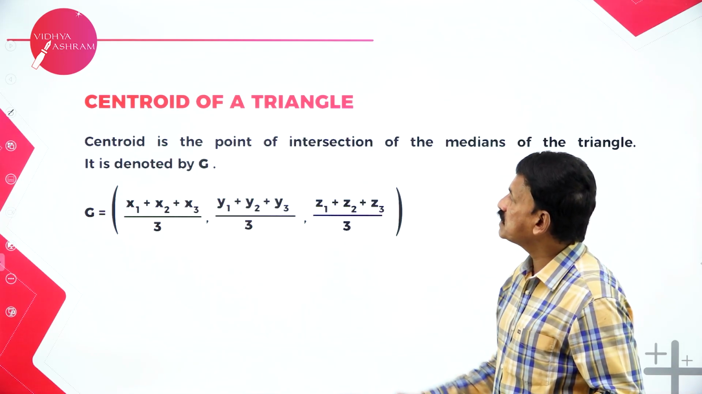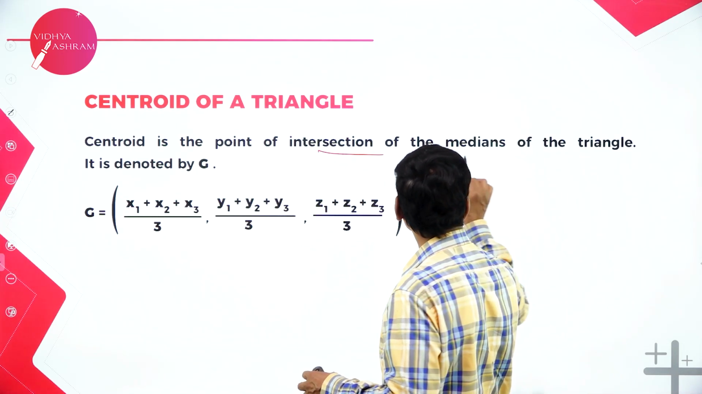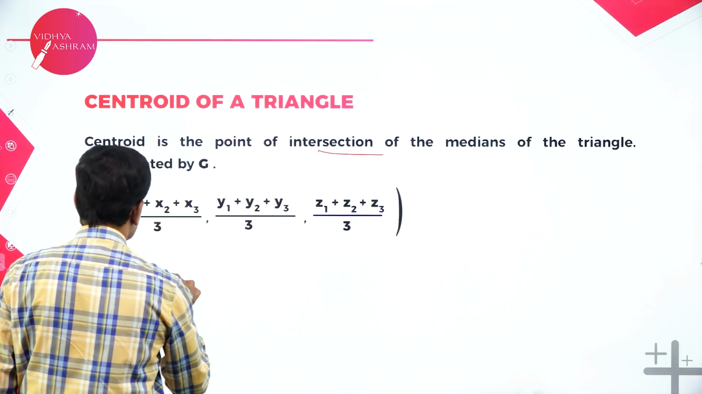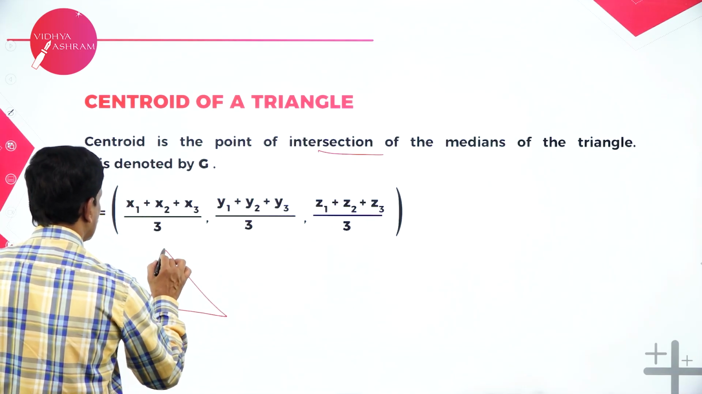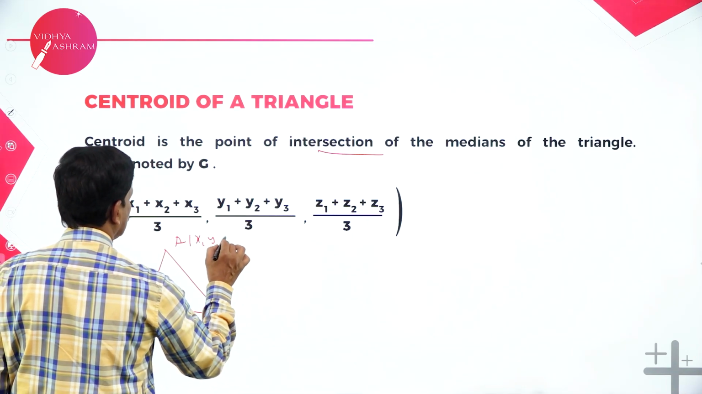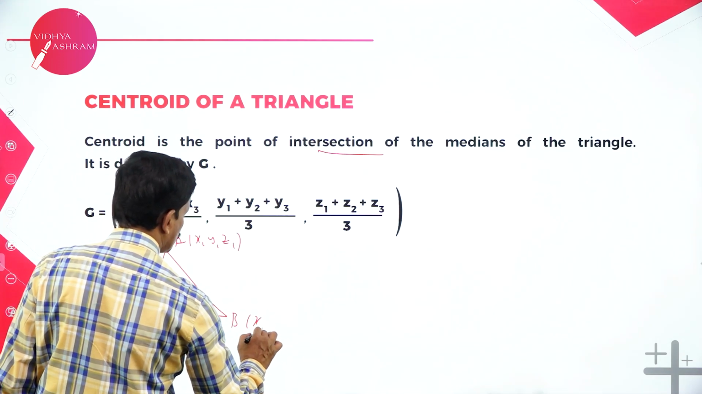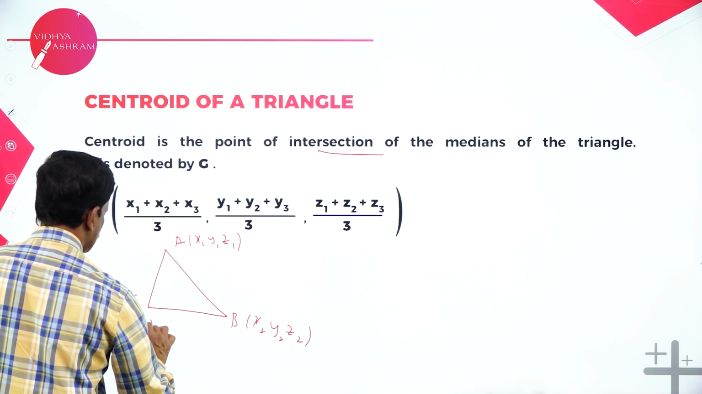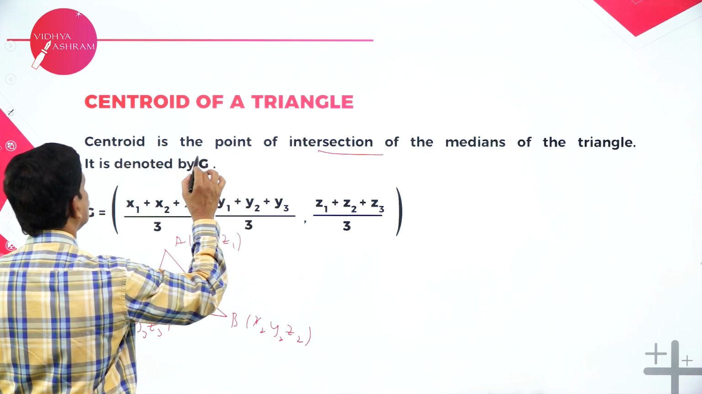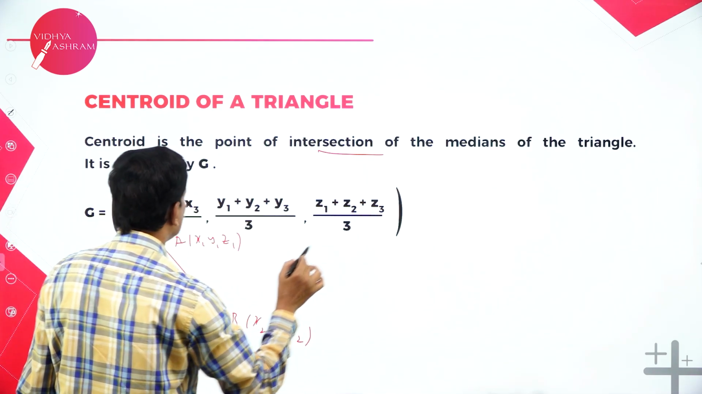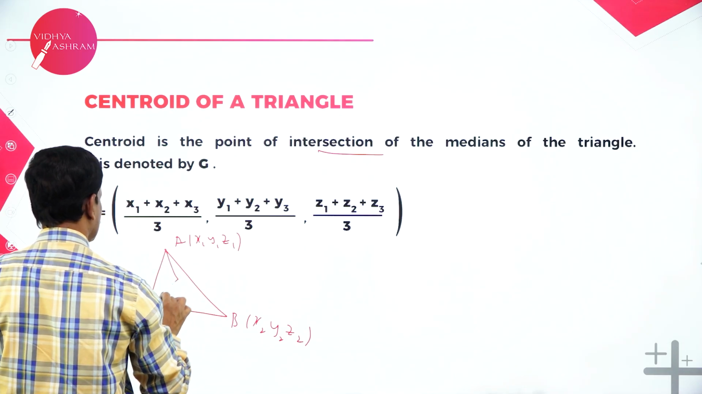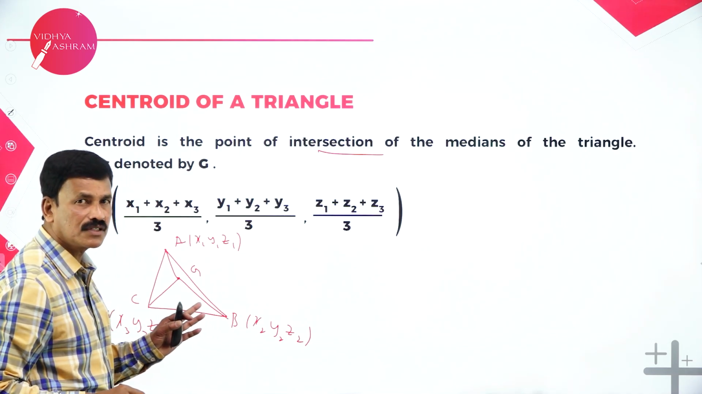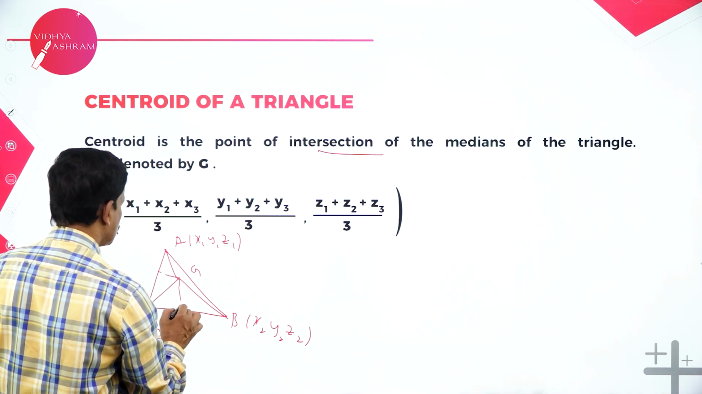Now, the centroid of a triangle. The centroid is the point of intersection of the medians of the triangle. It is denoted by G. Suppose this is the triangle, formed by the points A (x1, y1, z1), B (x2, y2, z2) and C (x3, y3, z3). The centroid of the triangle is the point of intersection of the medians of the triangle. So the medians are like this, and this is the centroid.